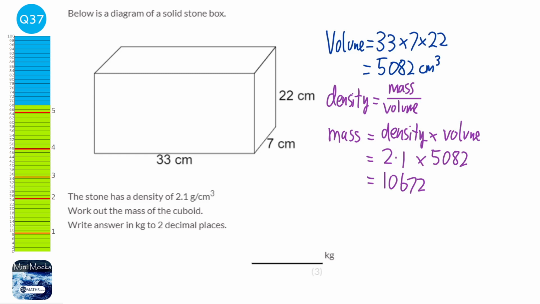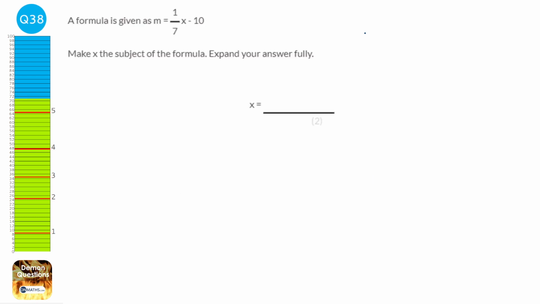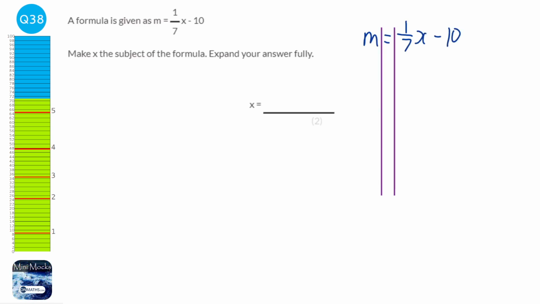And then that will give us grams, because our density is in grams, but the answer is asking for kilograms. So to convert that to kilograms, we just divide by 1,000, and we get 10.672. Then we need to round that to 2 decimal places, and so that would be 10.67 kilograms.